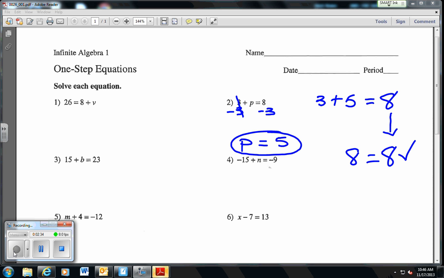Okay, so since we got the same answer on both sides of the equal sign, then p has to be 5. The only thing that will make that equation true is 5 for p. Okay?